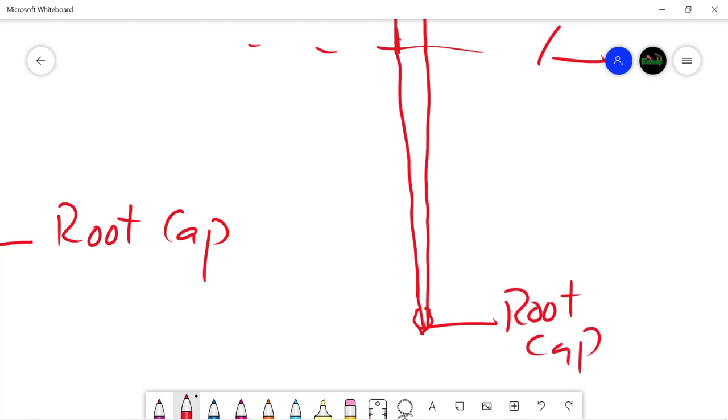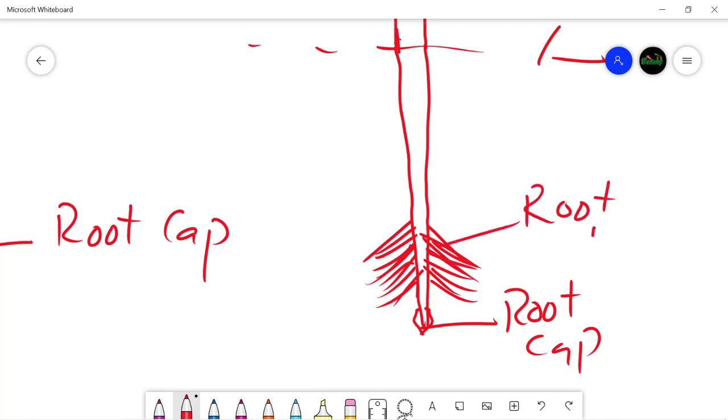It does not bear any buds. There is no chlorophyll in the root, and it bears what we haven't mentioned in the definition. Below the tip, it bears several thin hairs known as the root hairs, which are meant for the absorption of water. So these are root hairs.